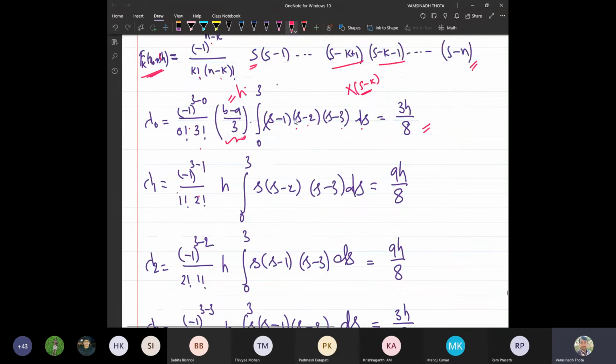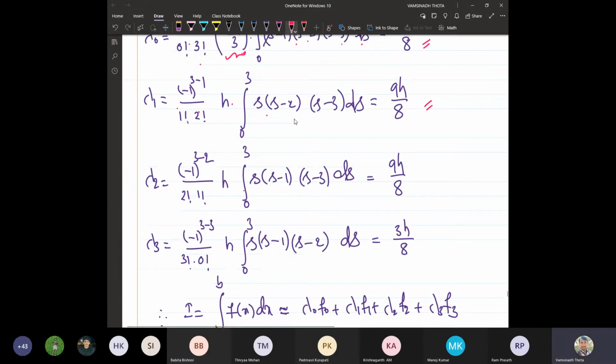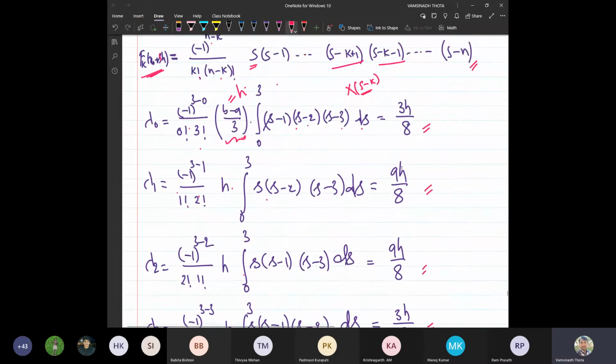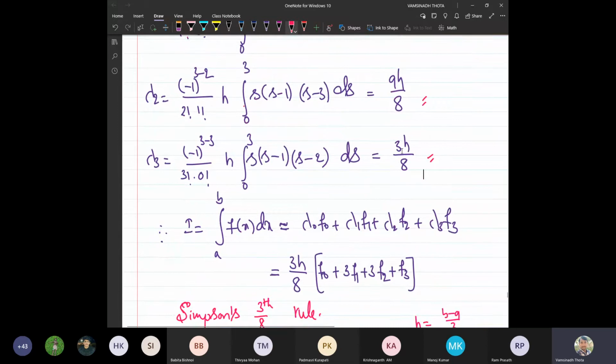So similarly, lambda 1, k is equal to 1 here, n is fixed, n is 3 only. So -1 to the power 3 minus 1 upon 1 factorial times 2 factorial. And this is h. And then k is equal to 1. So s minus 1 will be missing here. S into s minus 2 into s minus 3 into ds. And after evaluating the integral and substituting the limits, this is what we will get: 9 into h upon 8. Okay. And similarly, lambda 2 also we can evaluate. That is also same as lambda 1, and lambda 3 is same as lambda naught. So 3h upon 8, 9h upon 8, 9h upon 8, 3h upon 8.